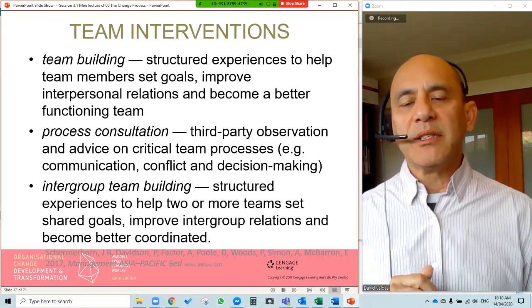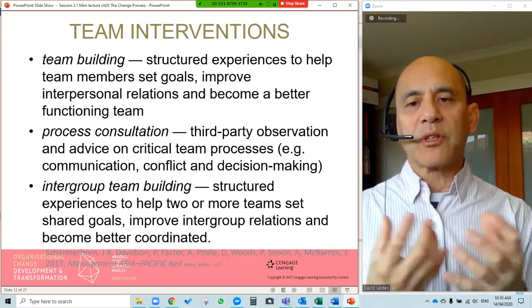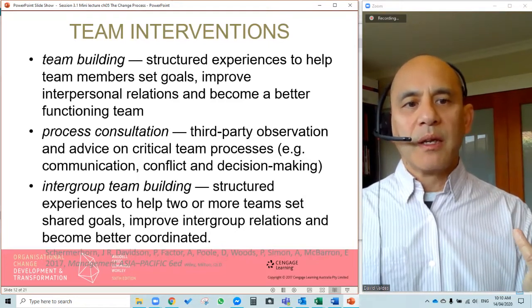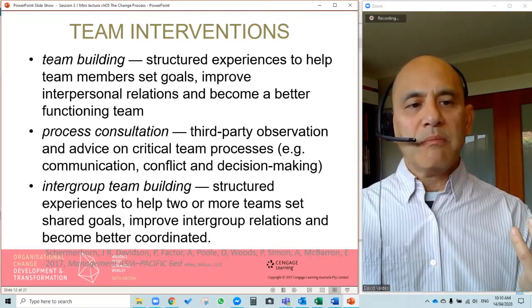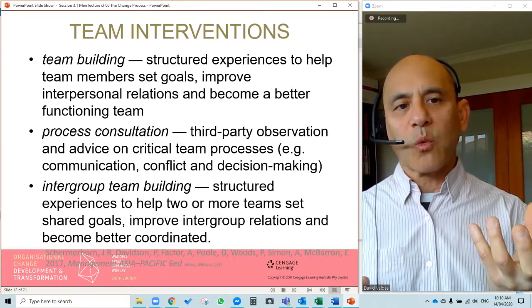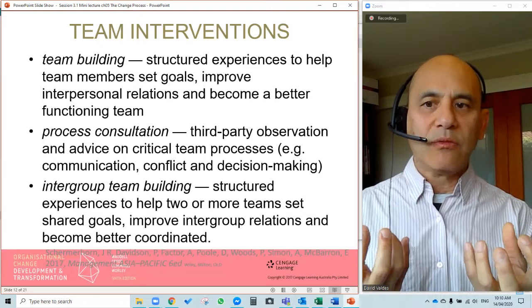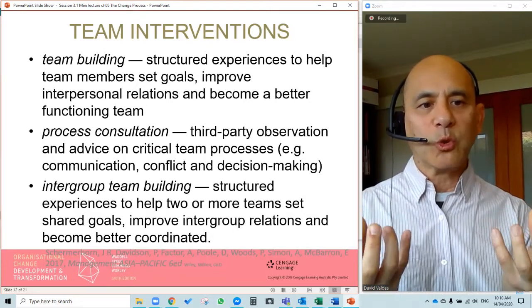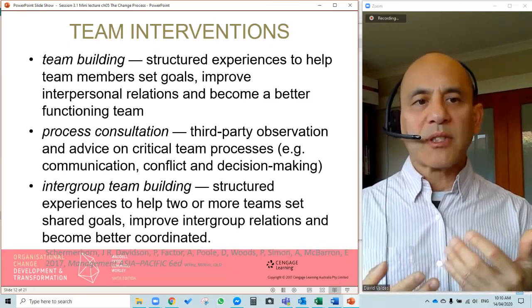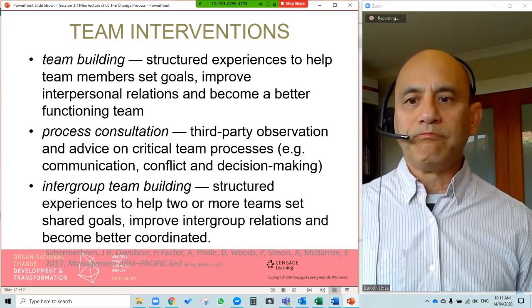Intergroup team building is when you have two teams that work together. Maybe they coordinate with each other. For example, the finance team might have to coordinate with the sales team. The sales team might be doing quite well, their relationship is very good, they work well together. But if they don't necessarily work well with the finance team, then you might have a need for intergroup team building, where you bring those two teams together and examine how they work together. And again, some sensitivity training to figure out how these two teams can work better together.